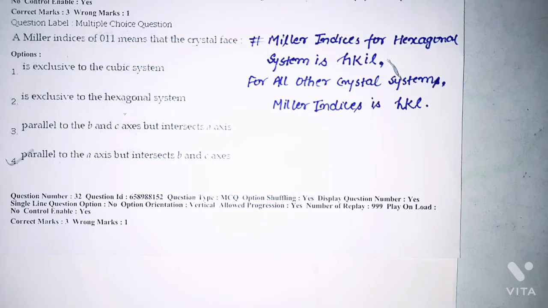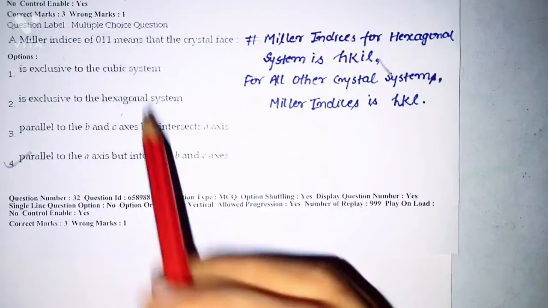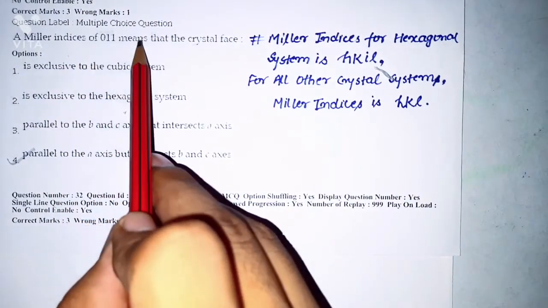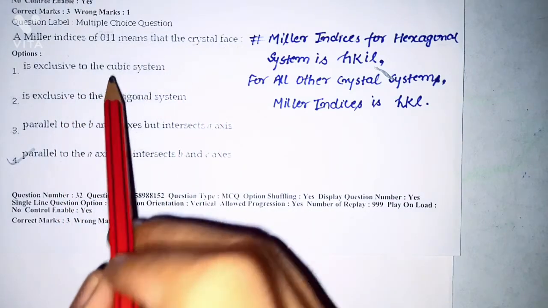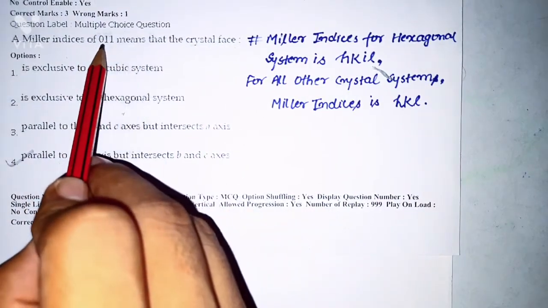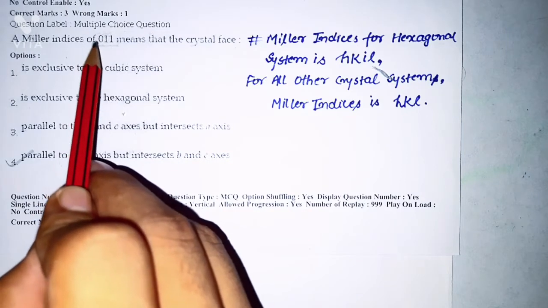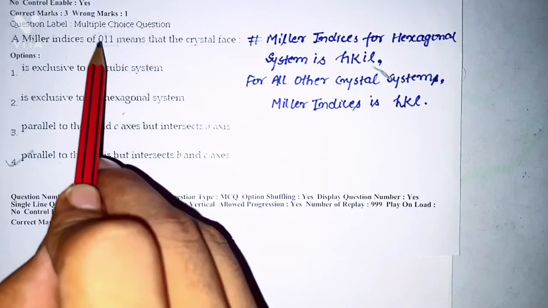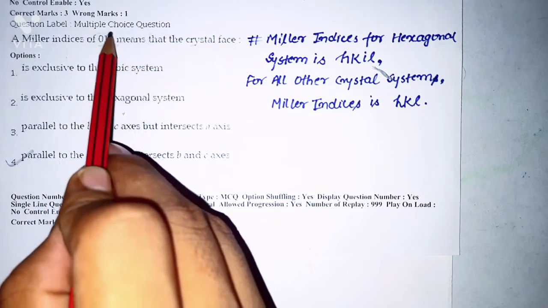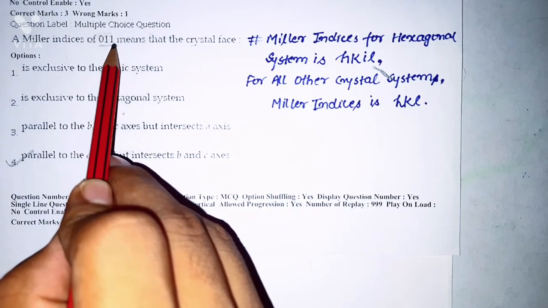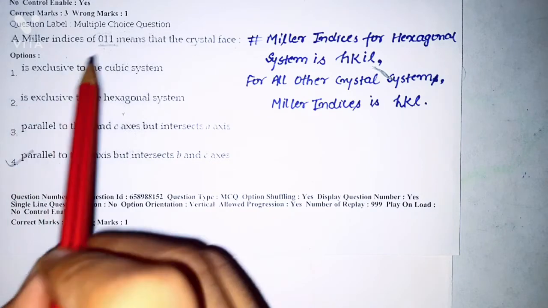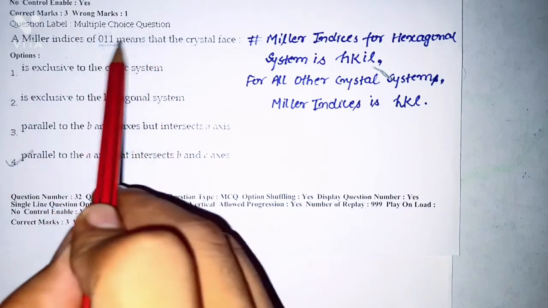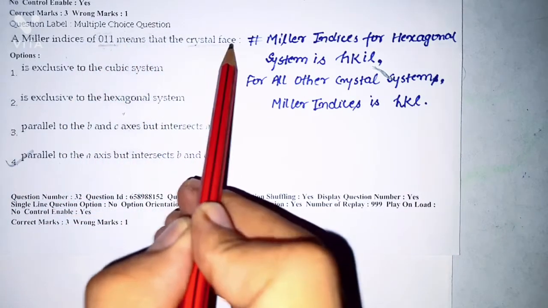So let's start from question first. Question says, a Miller indices of 011 means that the crystal phase. First of all, you should know that this Miller indices is not bracketed and it strictly denotes a single phase. But if this Miller indices were bracketed, then the bracket symbol represents all the phases of a form. But in this case, the Miller indices is only for a crystal phase, therefore it is not bracketed.